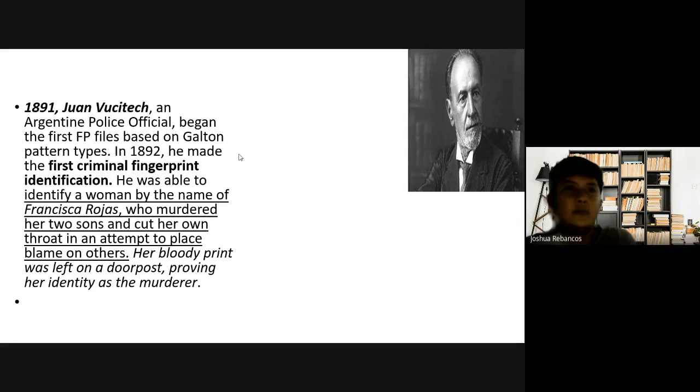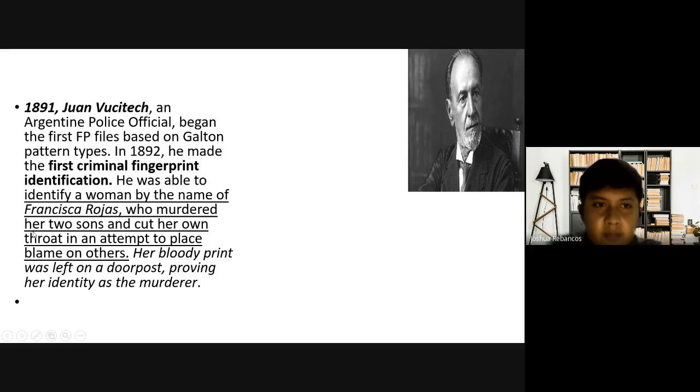Ito naman si Juan Busitek. Busitek, an Argentine police official, began the first fingerprint files based on Galton patterns. In 1892, he made the first criminal fingerprint identification. Okay. First criminal fingerprint identification. He identified a woman by the name of Francisca Rojas, who murdered her two sons and cut her own throat in an attempt to place blame on others.